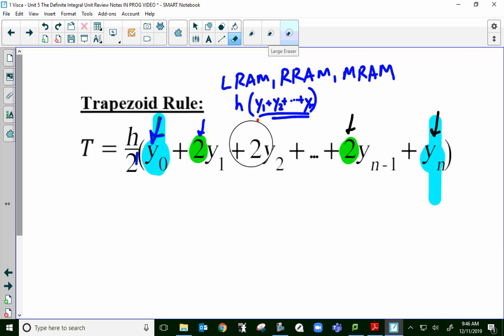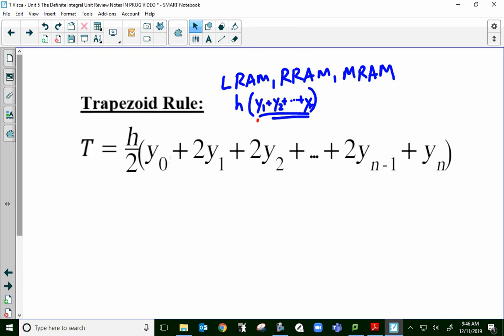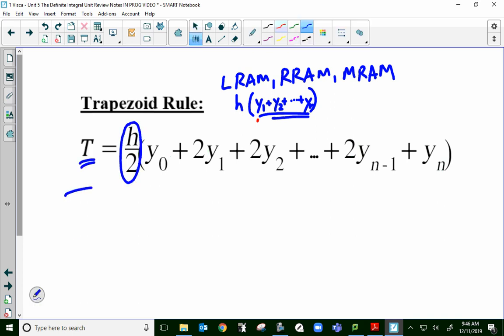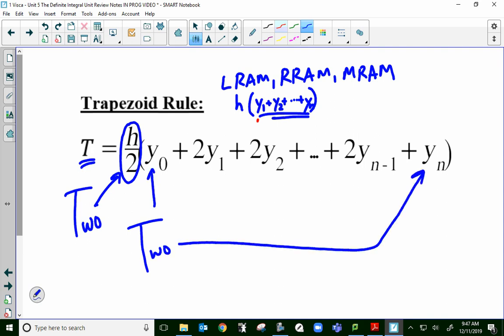What you do need to understand is the formula, the setup, if you will. You always take your height divided by 2. Trapezoid, it's a T. You know what also begins with T? 2. It's divided by 2. And you'll notice that there are 2 y values, the first and last, that do not get doubled. And you know what happens to the rest of them? They get multiplied by, guess what? 2.